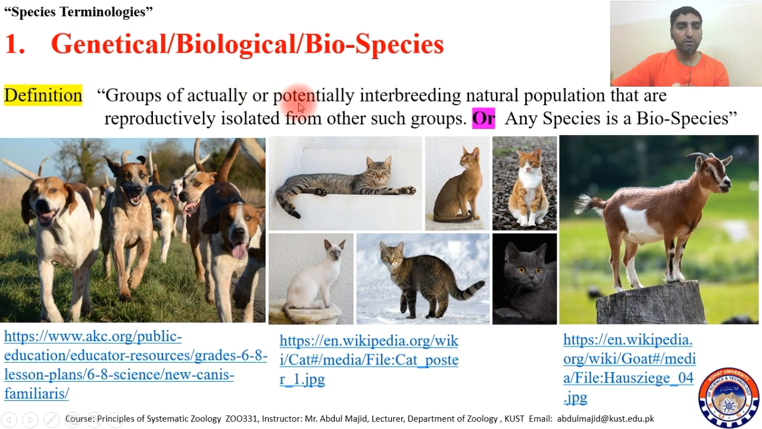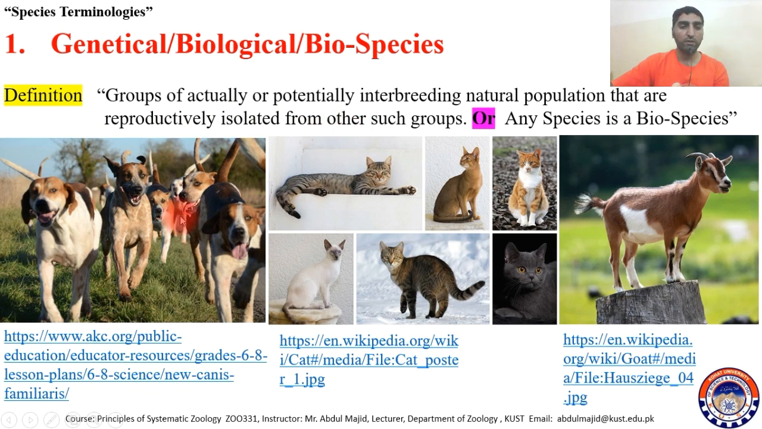The second point, the potentiality, means they have the potential to interbreed if the Lakki Marwat dog and the Kohat dog have a chance to meet. So they can interbreed. So the first aspect is that they can actually interbreed or have the potential to interbreed as natural populations. And the second is that they are reproductively isolated from other such groups.